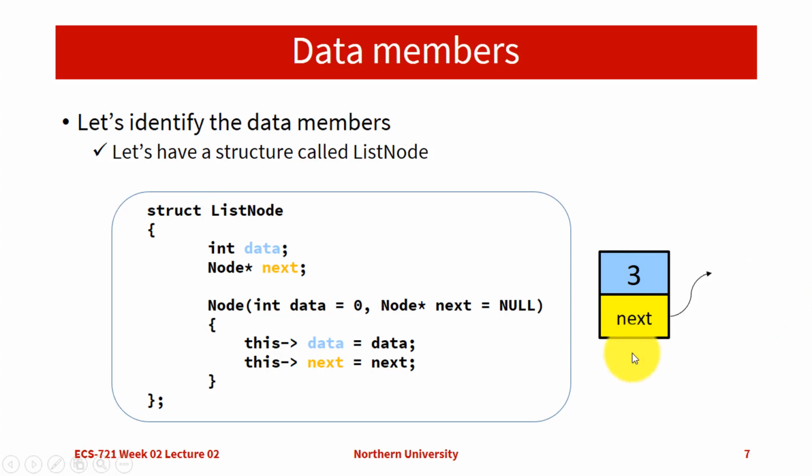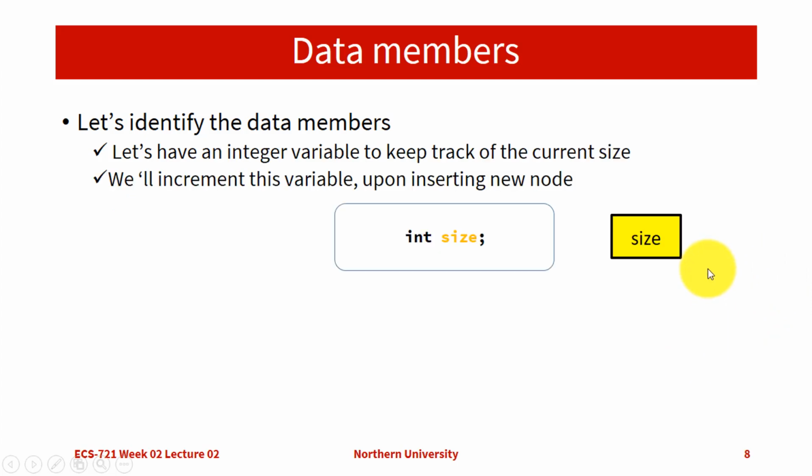And this is the representation of one single node. We also want to keep track of the current size of the linked list. For that, we are going to declare a variable called size of type integer.